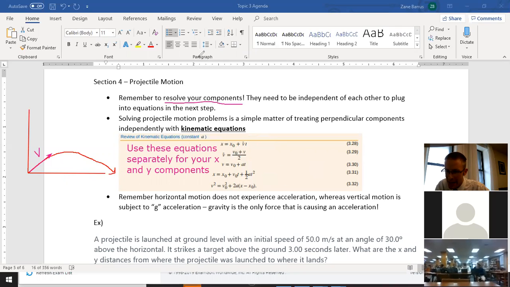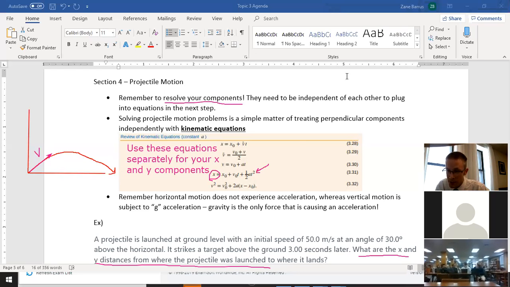So let me just give you a hint, kind of a teaser trailer for what you're going to be doing in the example down below. In the example below about a projectile, it's going to be asking you, what are the x and y distances from where the projectile was launched? So you see on this question, they're asking us for distances. Well, this equation right here is a really good pick for calculating distance, because remember, x stands for position or displacement, distances.